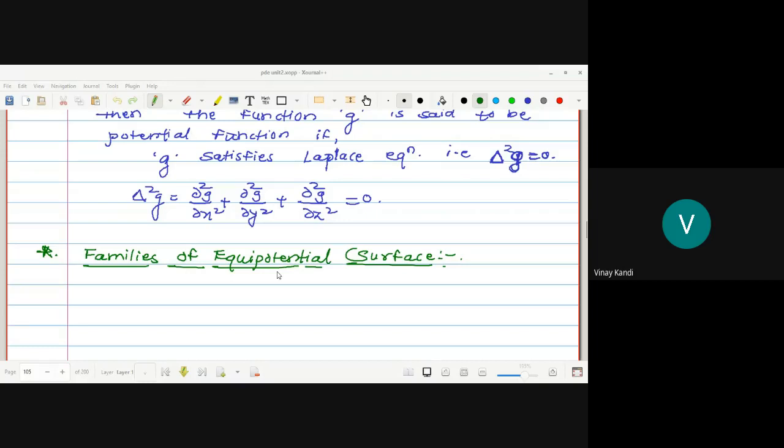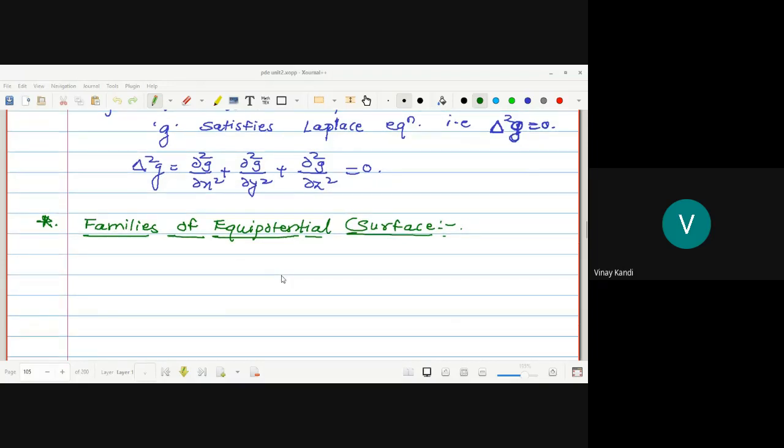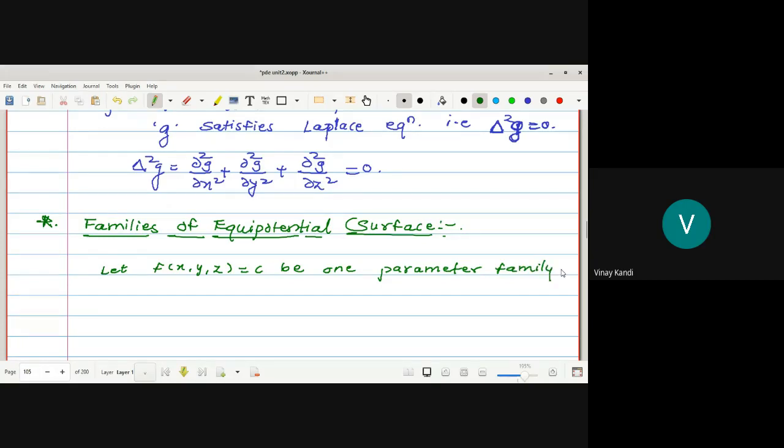Moving towards the next point, the families of equipotential surface. What is the definition of families of equipotential surface? Let small f of x, y, z is equal to c be a one parameter family of surfaces. Why one parameter family? Because c is the only constant there. So let f of x, y, z is equal to c be a one parameter family of surface.